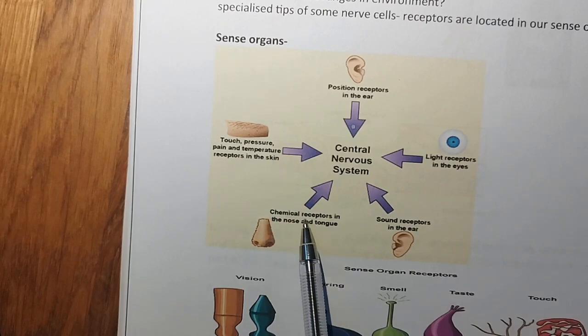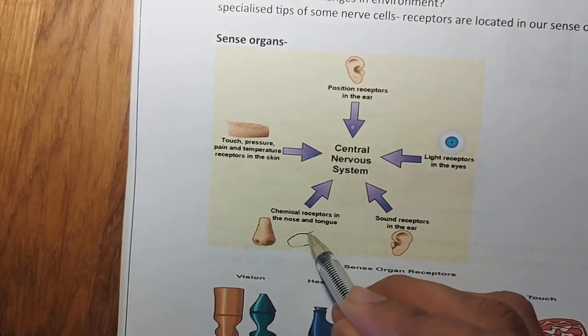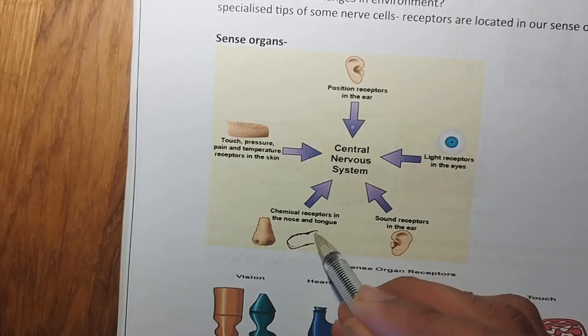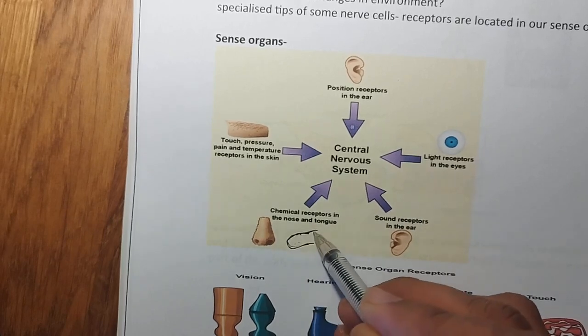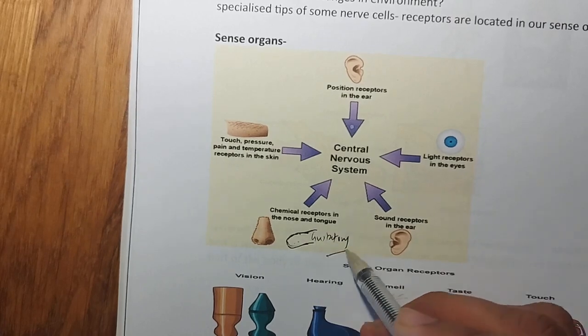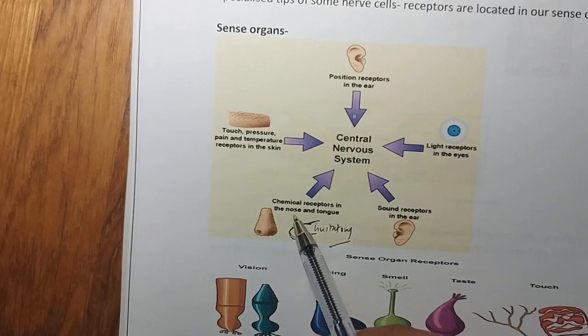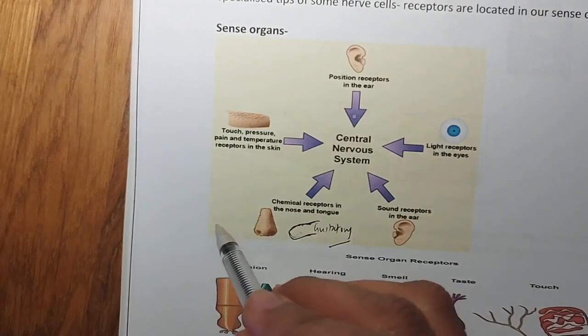We have chemical receptors in the nose, and one thing that hasn't been mentioned in the former diagram is the tongue. Your tongue has gustatory receptors. Gustatory means taste, and the nose has olfactory receptors.